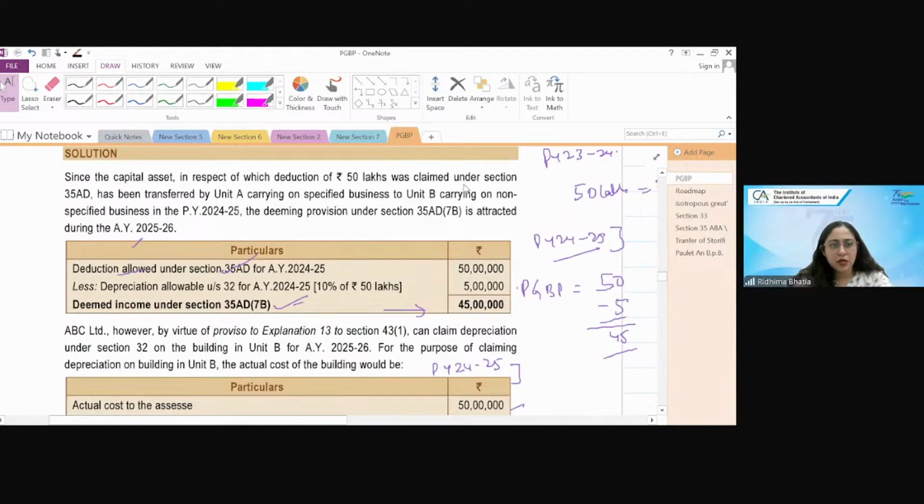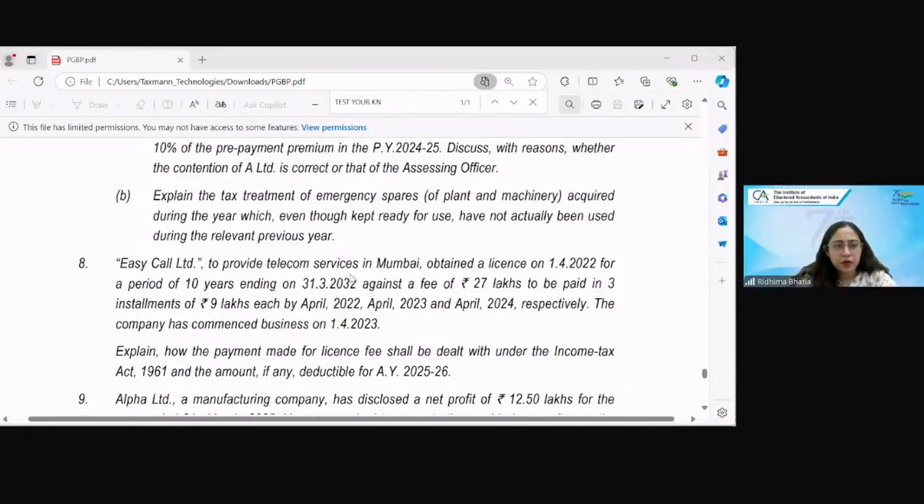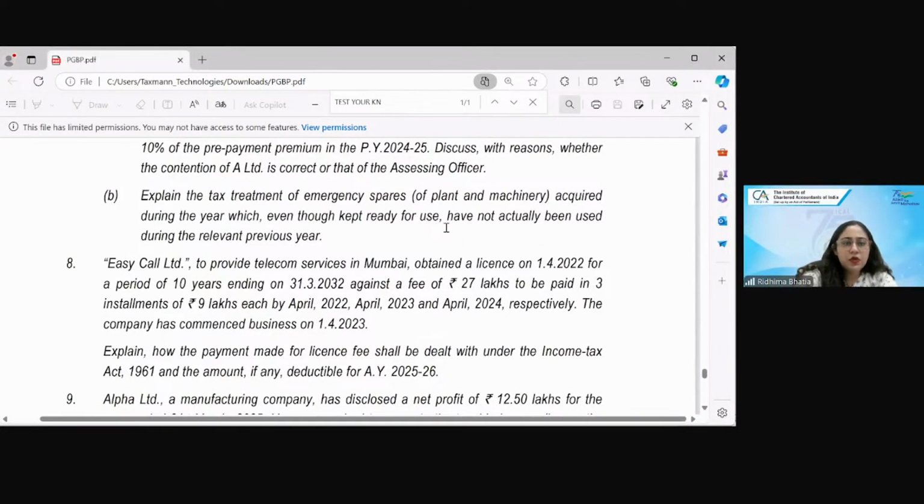Just one second. Let me just check. And I'll share it for everyone. So everyone, we are discussing question number 8. I hope the screen is visible. Yes.